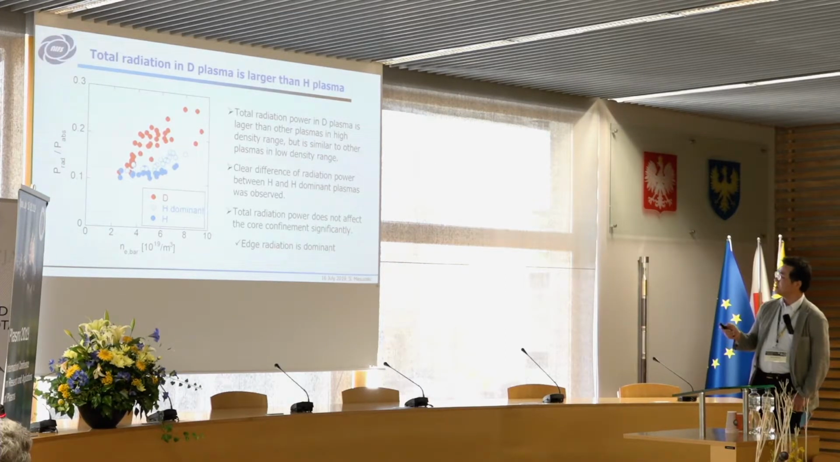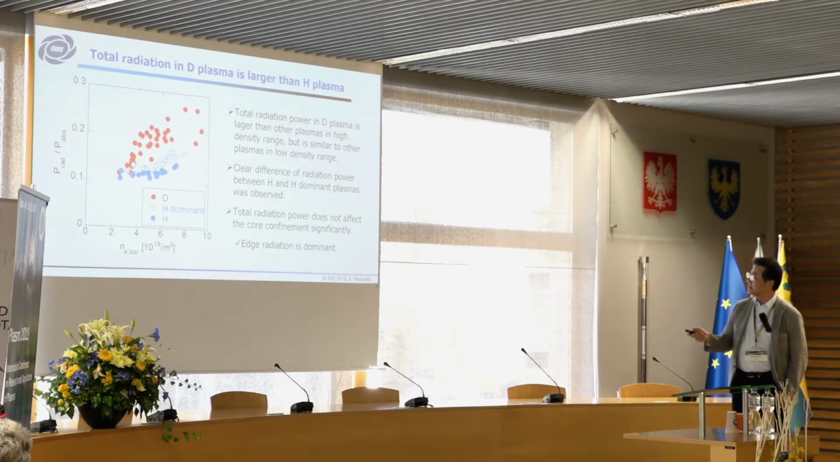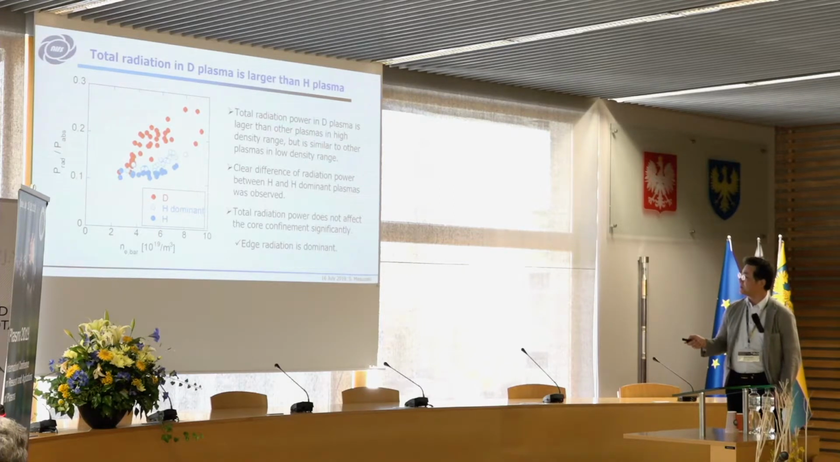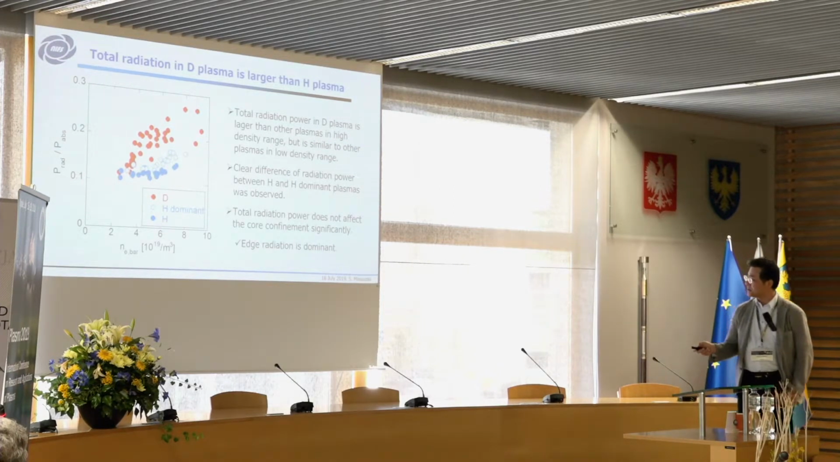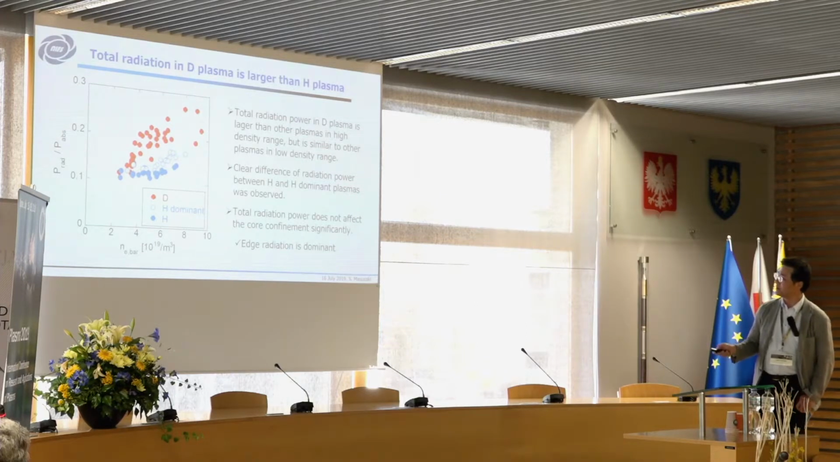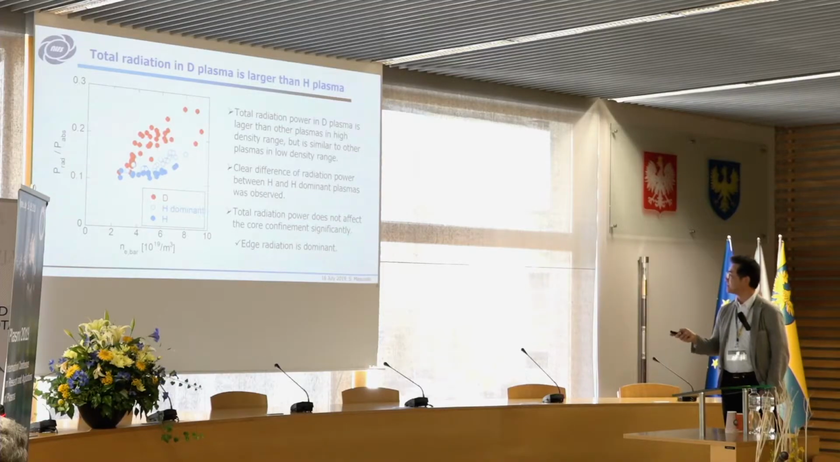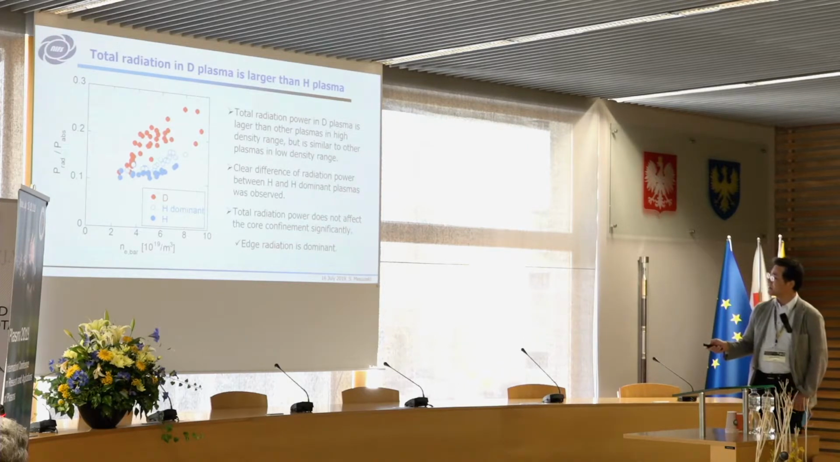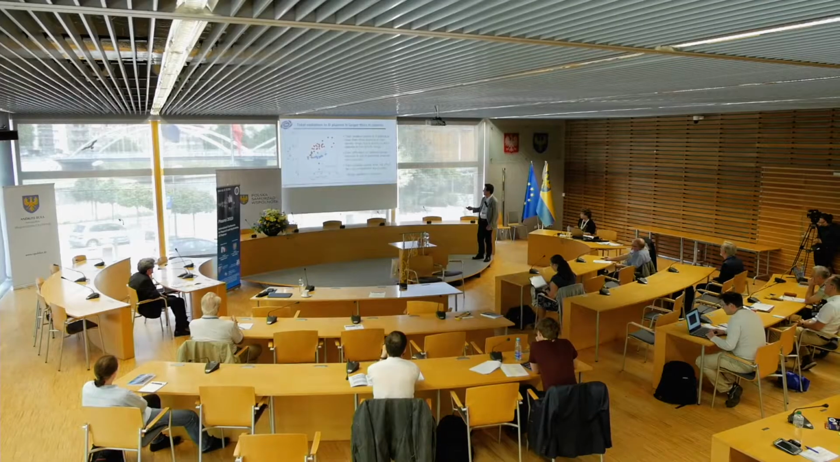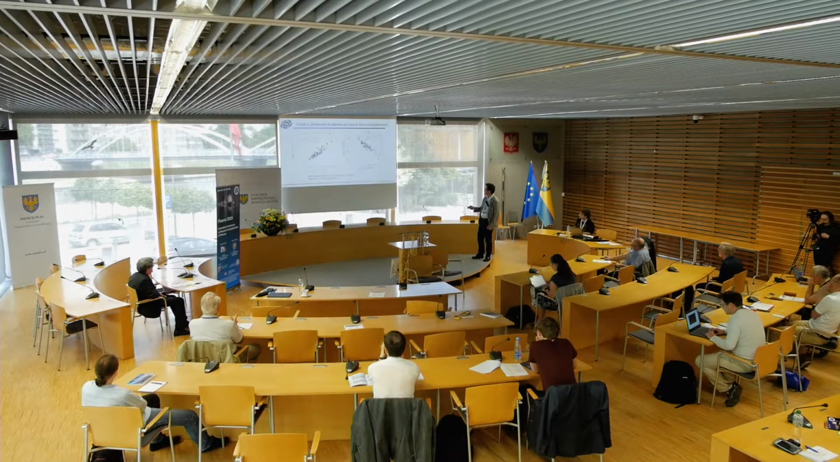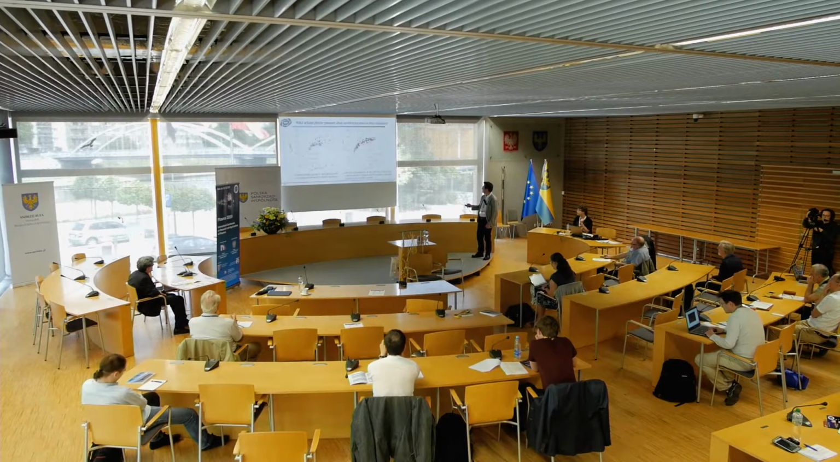And the total radiation in deuterium plasma is very high compared to the hydrogen plasma. So this is density and this is the radiation ratio to absorption power, about 2 times larger radiation power for deuterium plasma. But even with such a big, larger radiation power, as I show you, confinement property is not so largely changed.